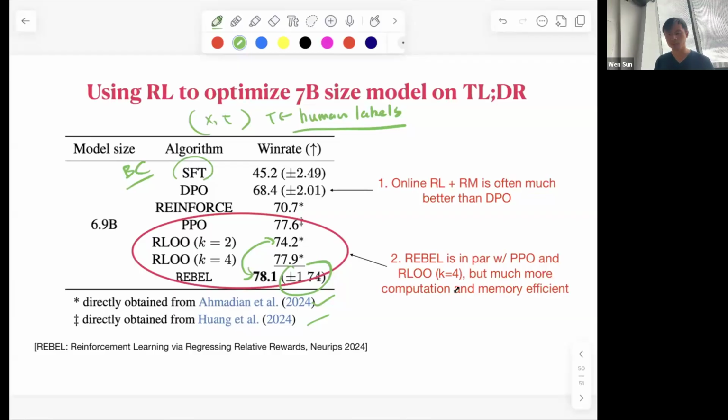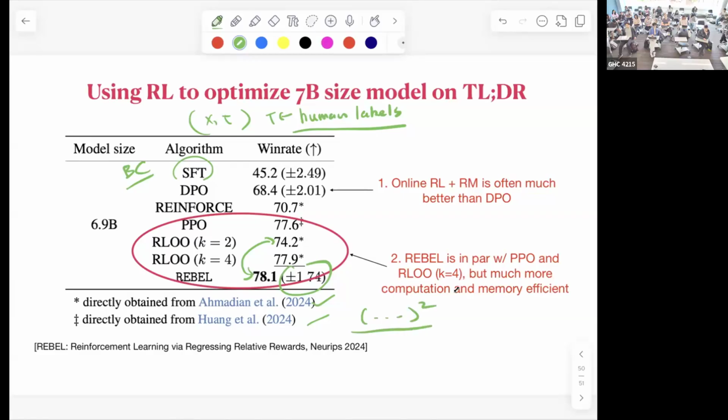No, we don't do any clipping here. I think one benefit of Rebel is that we are using square loss. Square loss turns out to be much better than the logistic loss, which you use in DPO. I see. It's less over-optimization compared to logistic loss.